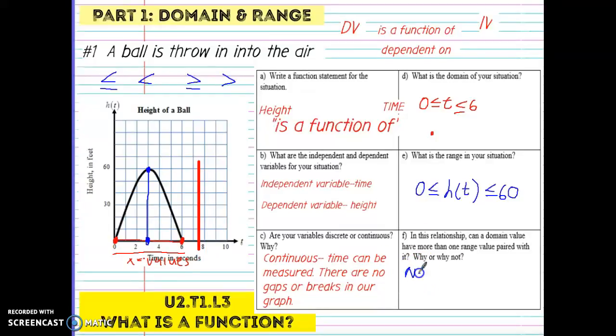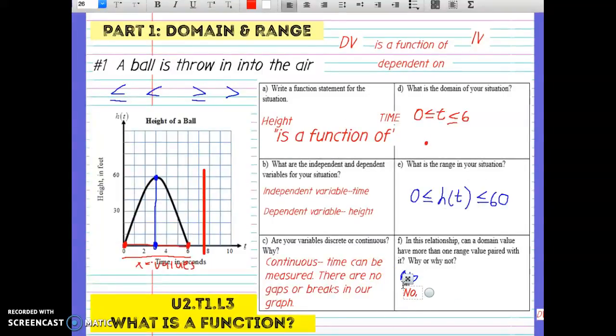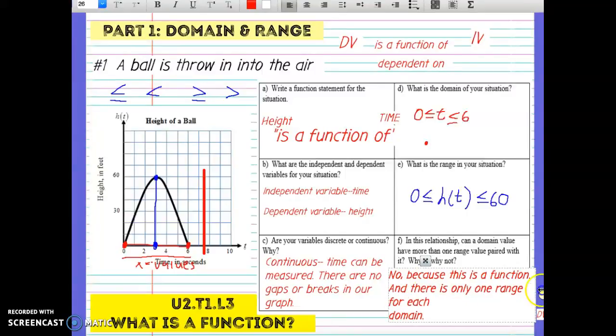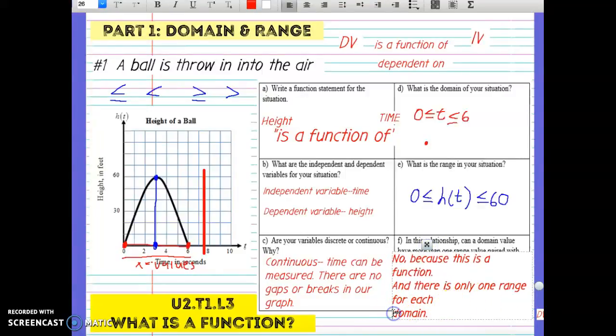So no. Can a domain value have more than one range? And I'll just type that to make it easier. No, because this is a function and only one y value or range for each domain. And there is only one range for each domain.